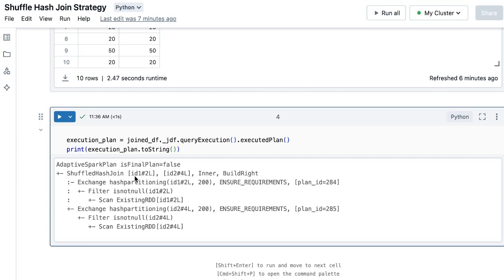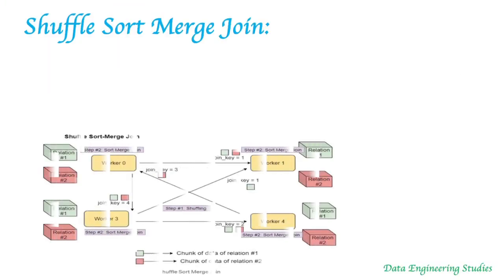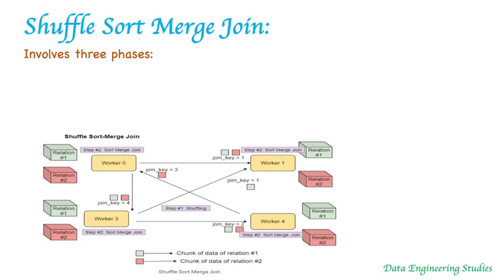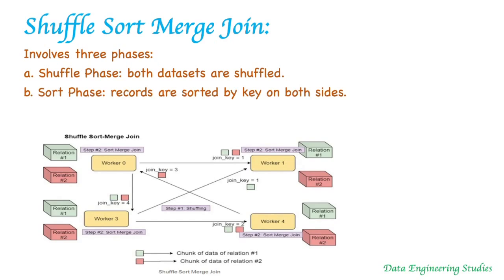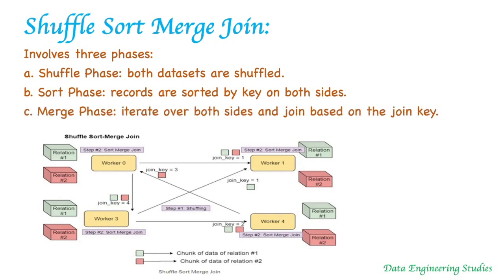I hope you got a fair idea of shuffle hash join. Now let's see shuffle sort merge join strategy. Shuffle sort merge join involves 3 phases. The first phase is shuffle phase. In the shuffle phase, both the datasets are shuffled. The next phase is sort phase. In the sort phase, both partitioned datasets are sorted. The next phase is the merge phase. In the merge phase, both sides of the data are joined based on the join key.